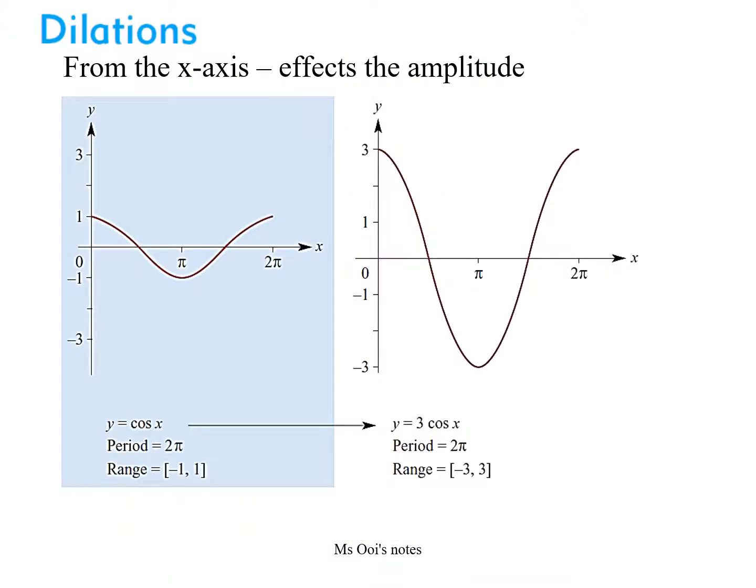Okay, dilation factor from the x-axis is going to change the amplitude. So that's dilation factor 3 from the x-axis, so the amplitude is 3. Therefore, the range will be from -3 to 3. The range for this one is -1 to 1. The period is still 2 pi for both diagrams.